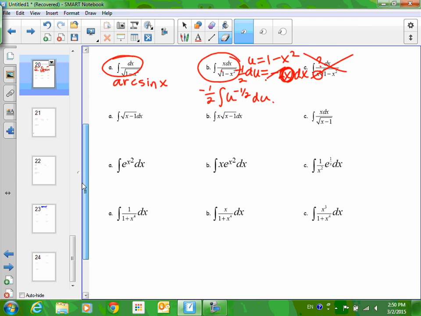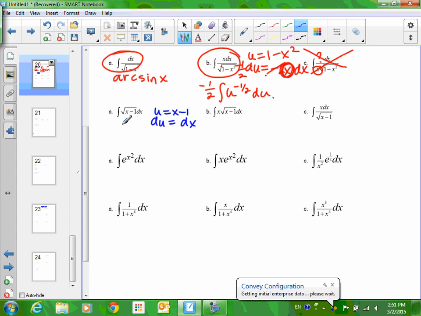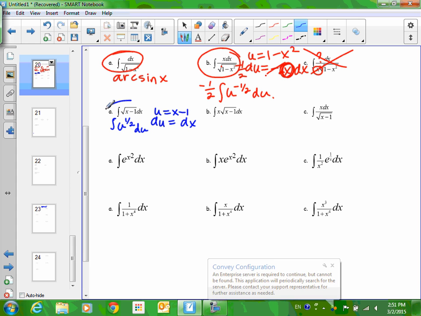Okay, well, let's look at the next row. Anybody tell me what you think we should let u equal in this row? x minus 1, okay? And I feel like we're safe to say this is not inverse trig. So if u equals x minus 1, then what does du equal? dx. So can we do problem A? Yeah, it would just be u to the 1/2 du. We can do that problem.